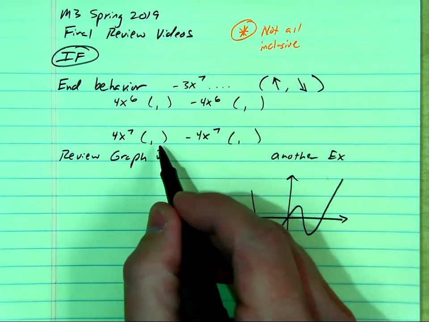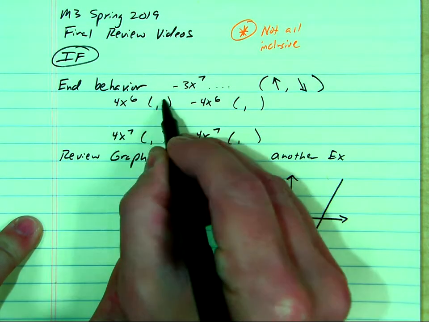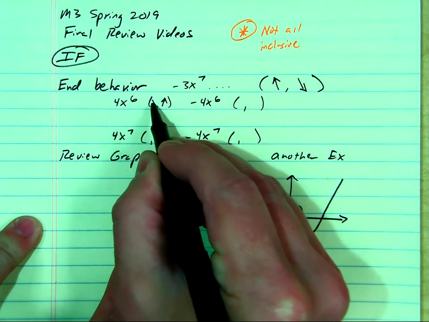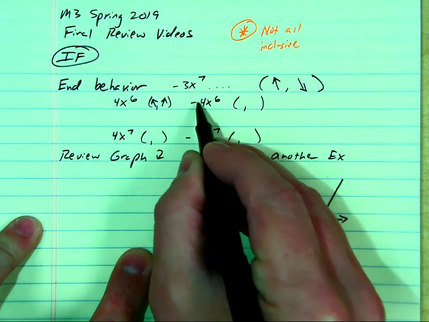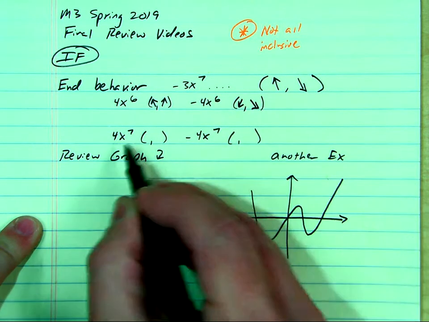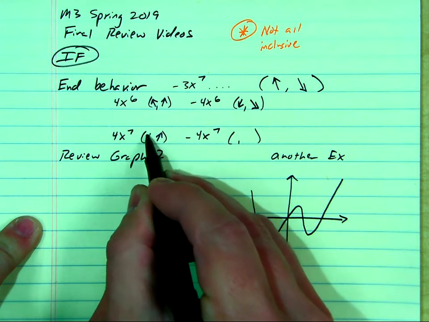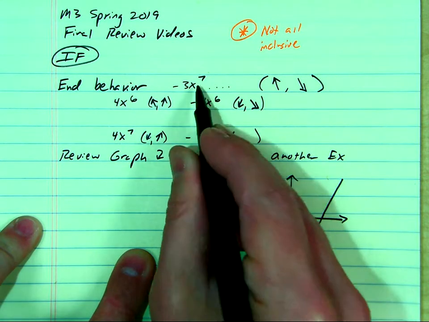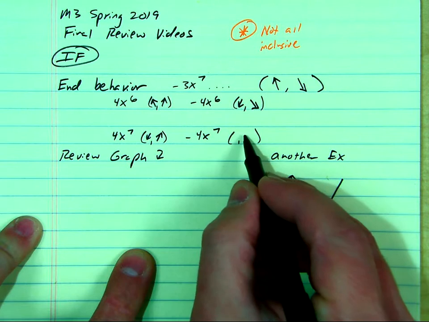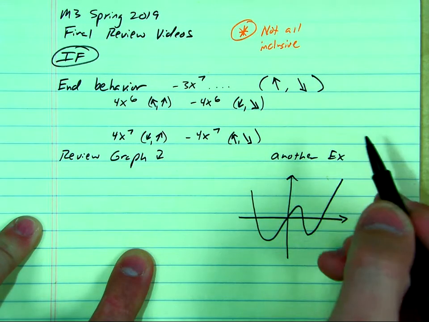Here are some other ones just to cover all four possibilities. This one's positive, so that's up. This one's even, so the left end matches. This one's negative, so that's down. This one's even, so the left end matches. This one's positive, so right end up. Exponent's odd, left end is opposite. And this is just like our example up here. We've got right end down because that's negative and this is odd. So we go like that.